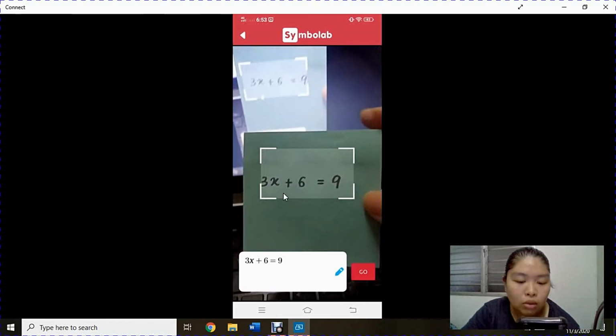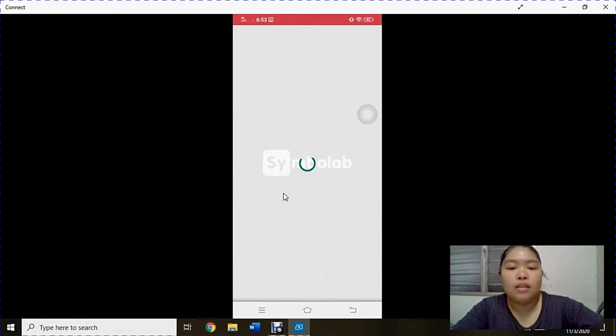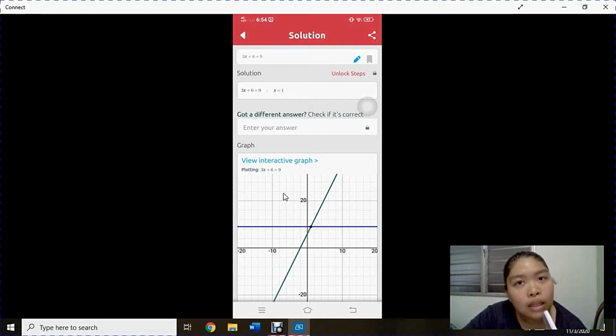Please click the button go. Okay, that's the answer that was given to us. The question was 3x plus 6 is equal to 9. So it gave an answer that is x is equal to 1. SymbolAb can detect questions by taking pictures and give you an answer.